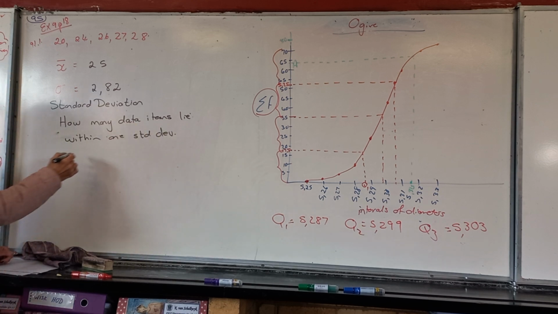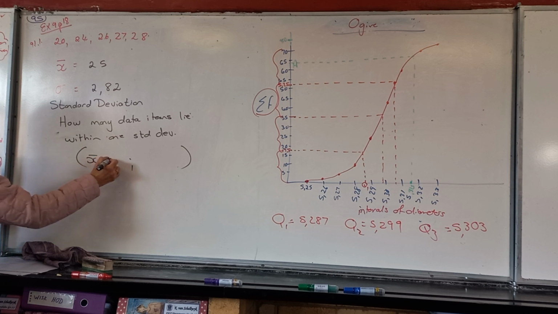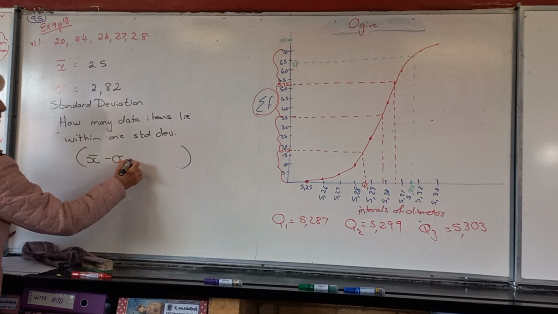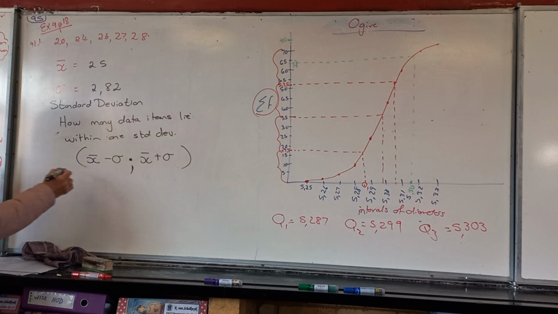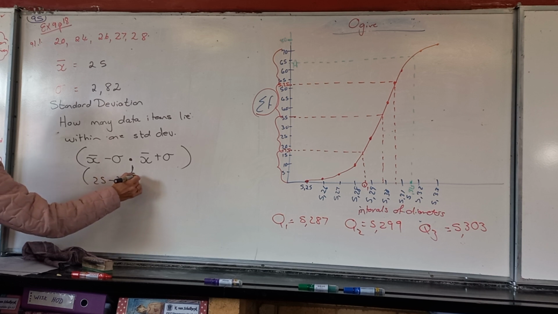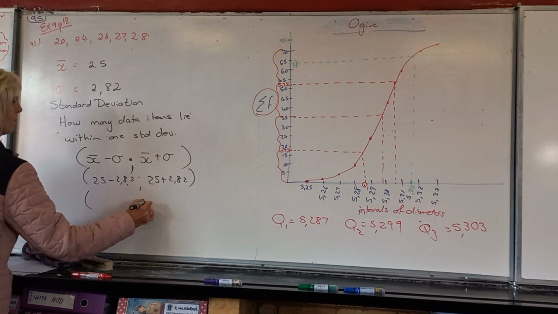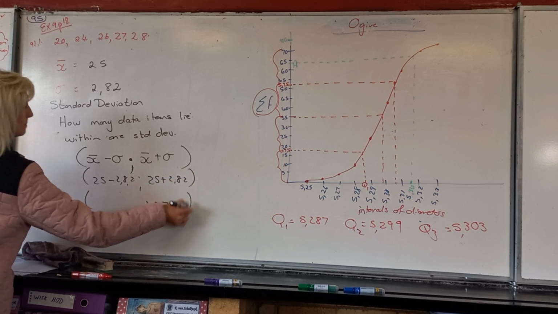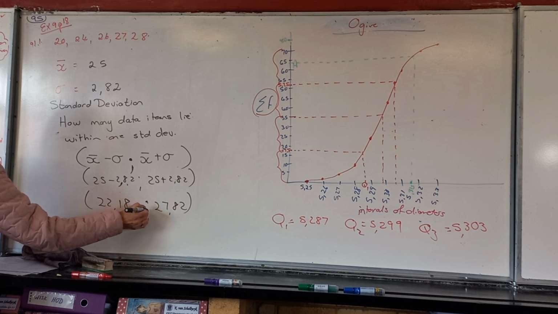Then you do the following. You're looking at an interval. And the interval is the mean minus the standard deviation, and then the mean plus the standard deviation. Now tell me what that is here. It was 25 minus 2,82. Give me an answer, please. 22,18, right? So what does that mean?